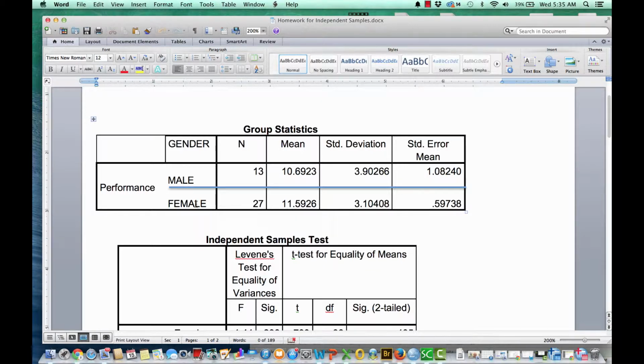In the group statistics, we're looking at the n being the subset. It should be a small n, but that's the way SPSS does it. 13 for the male and 27 for the female. You see the means here. The means have 4 digits. It's got to be brought down to 2. So 10.692 needs to be 10.69 because we're not rounding it up.